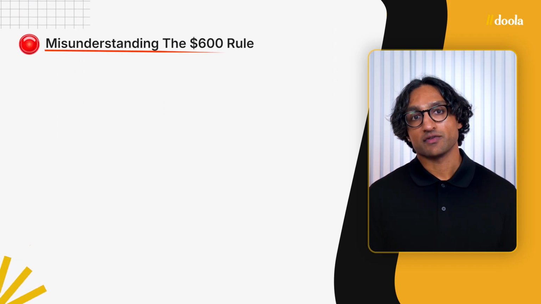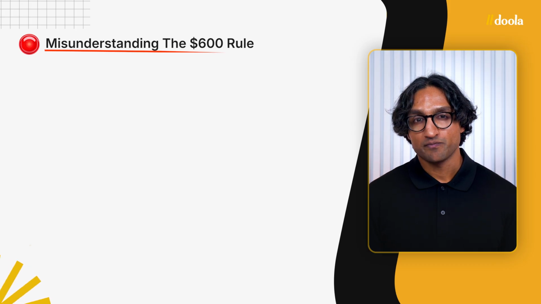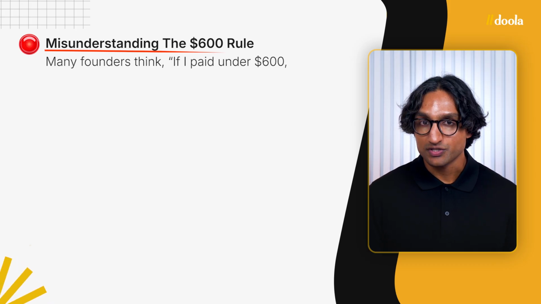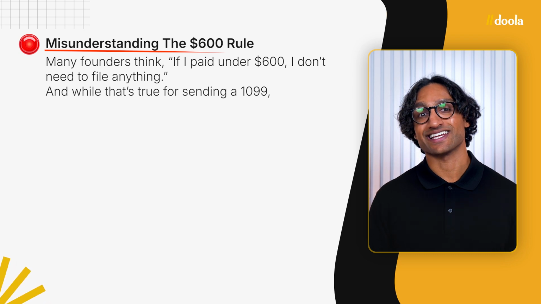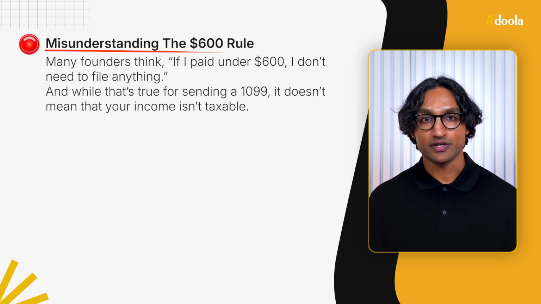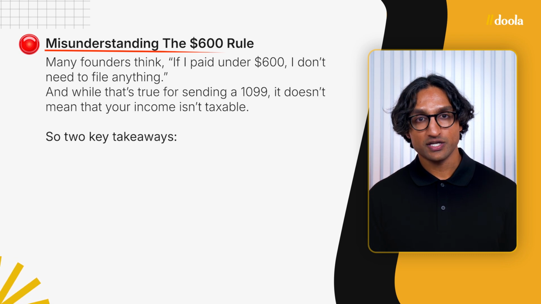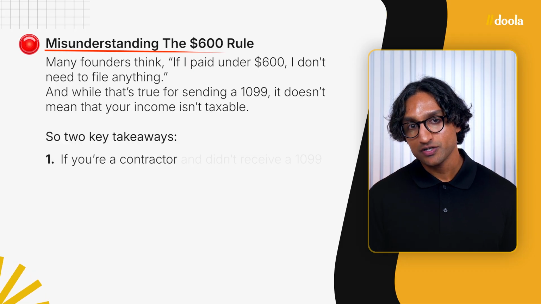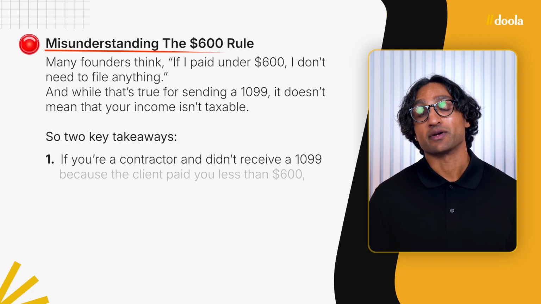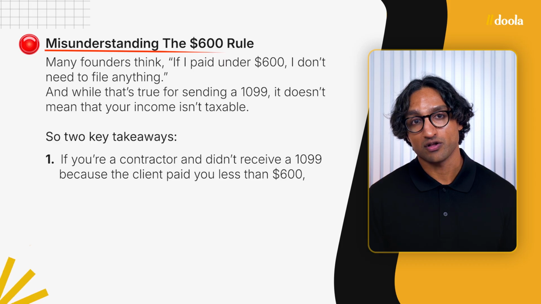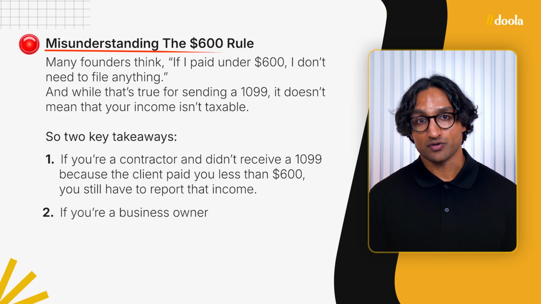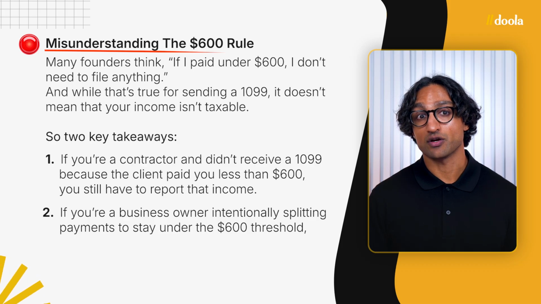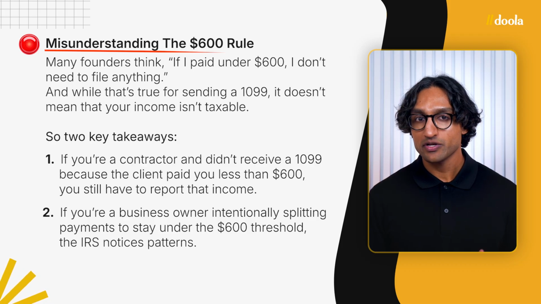And mistake number 5 is misunderstanding the $600 rule. Many founders think if I paid under $600, I don't need to file anything. And while that's true for sending a 1099, it does not mean that your income isn't taxable. So the two key takeaways are 1, if you're a contractor and didn't receive a 1099 because the client paid you less than $600, you still have to report that income. And number 2, if you're a business owner intentionally splitting payments to stay under the $600 threshold, the IRS notices patterns.